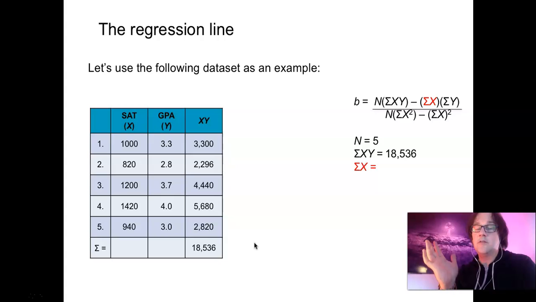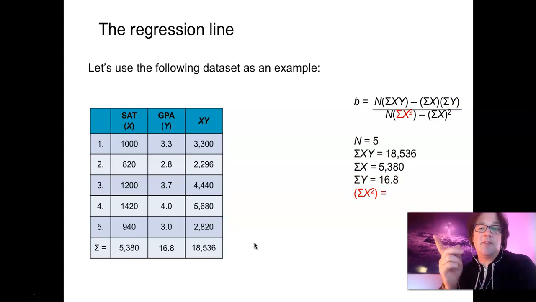The sum of x, all we have to do is add up our x scores. There it is, 5,380. Plop that there. So now we're almost done with the whole numerator of this formula. So we also now need the sum of y. Again, add them up, right? And we end up with 16.8. Boom. Okay, we're onto something here. We already know n is 5, right?